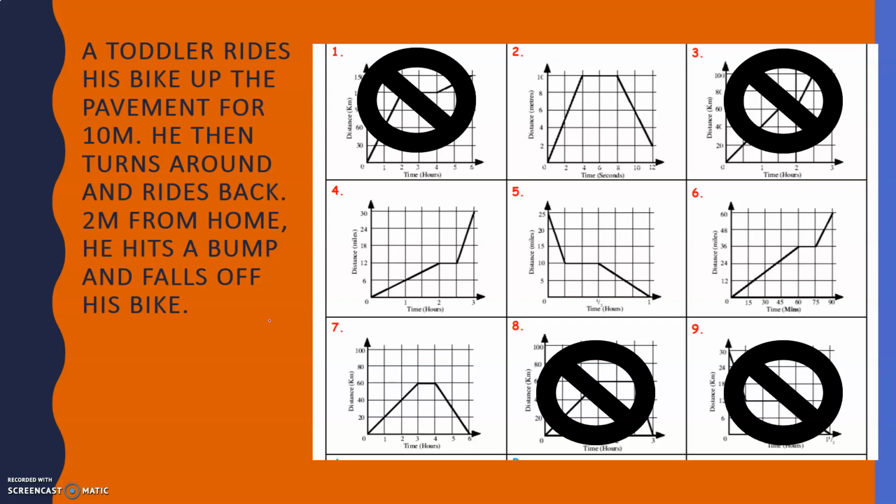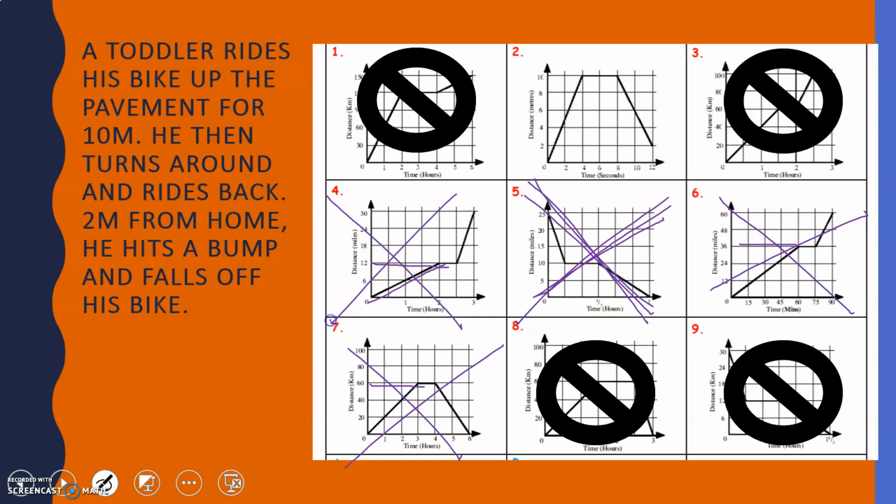Well, let's work our way backwards. Number 7, it moved 60 kilometers. Nope. Number 6, the first set of motion, 36 miles. Definitely not for a toddler. This one's moving backwards, so the toddler was not returning anywhere. This first set of data, it was 12 miles, so no. Number 2, the graph that's in seconds. Remember, something happening very, very fast.